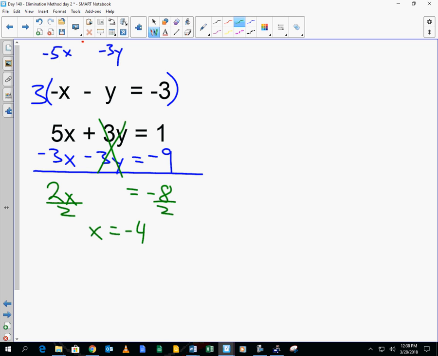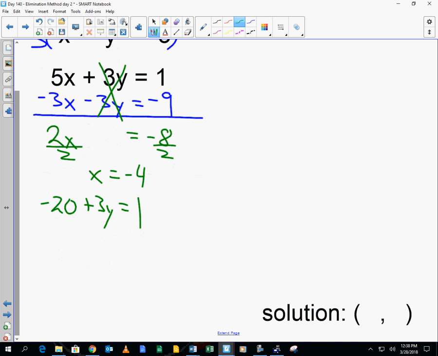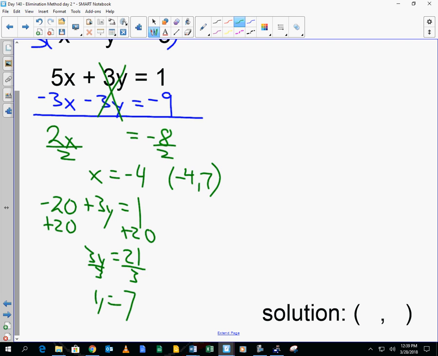Great. If x is negative 4, how do I find y? Plug it in. Would you like to plug it in for the top equation or the bottom equation? Bottom, okay. What's 5 times negative 4? Negative 20 plus 3y is equal to 1. Solve by adding 20. 3y is equal to 21. Divide by 3. Y is 7. So it looks like negative 4, 7 is my solution.